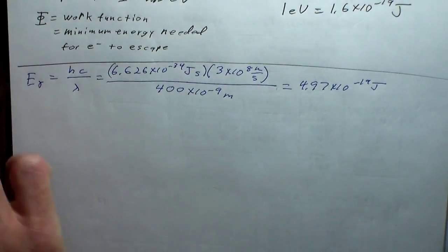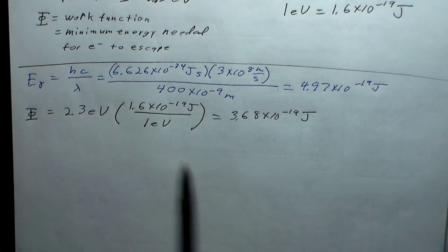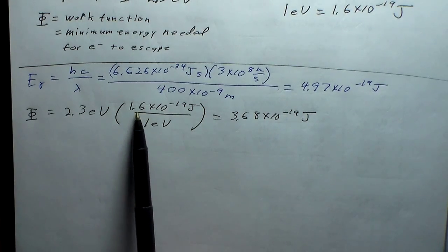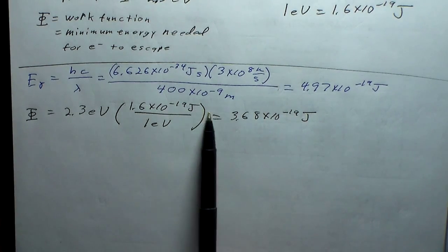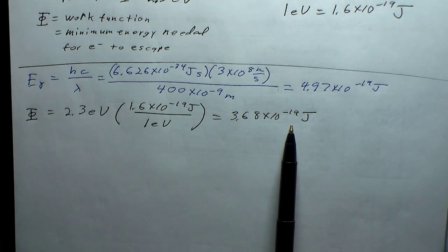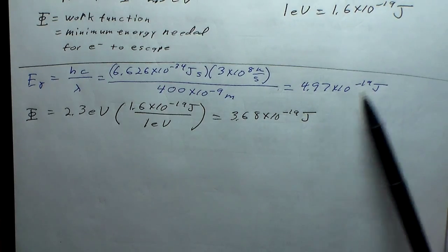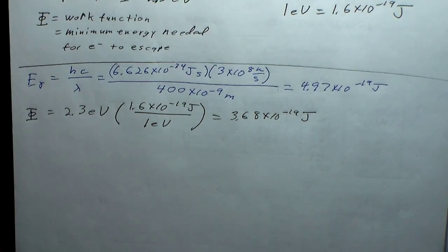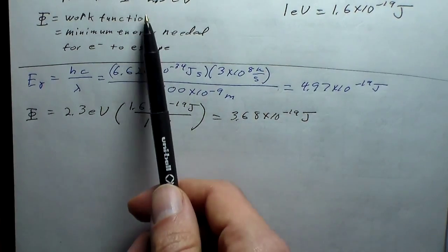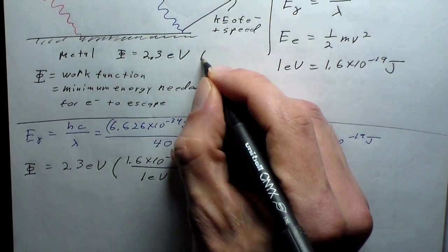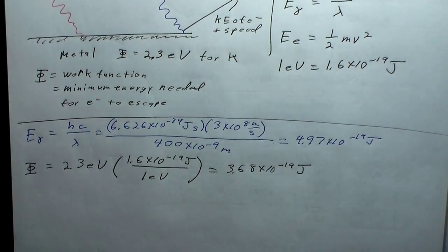Now for my work function. We took our work function, the 2.3 electron volts, and multiplied this by 1.6 times 10 to the minus 19 joules, so that gives us 3.68 times 10 to the minus 19 joules. Notice these are on the same order of magnitude, which is usually going to happen. Oh, and by the way, the work function of 2.3 electron volts is for potassium. So that's a real metal, not just some number I made up.